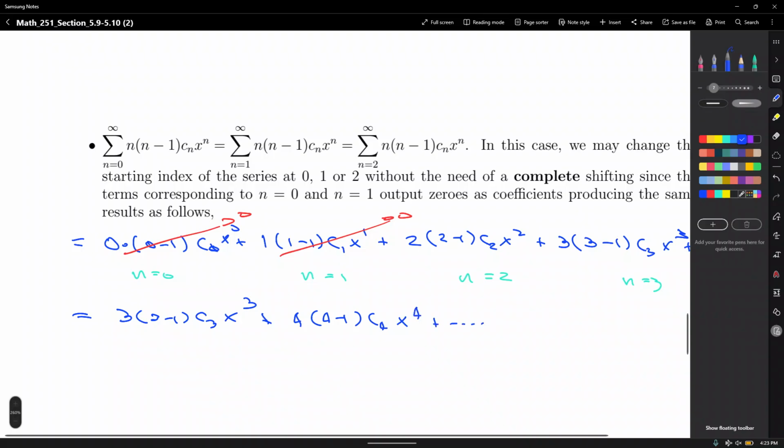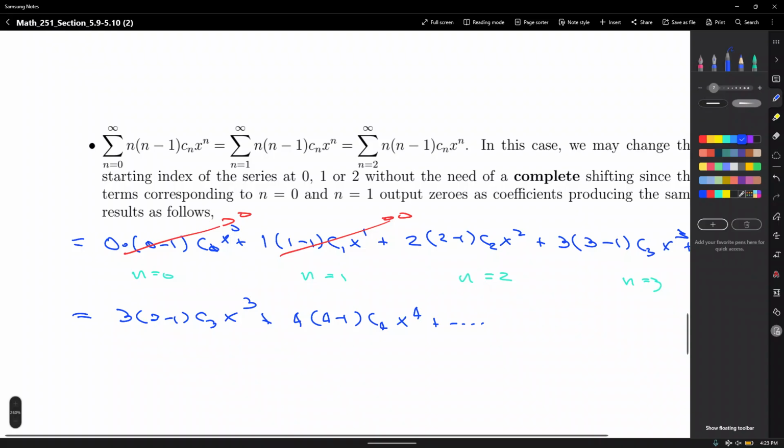Again, do you see how the first two terms got zeroed out? So it doesn't matter if you start your series at 0, at 1, or at 2. You're going to get the exact same result. All right? And notice in this case, the n's inside of the series are intact. We didn't do a complete shifting.